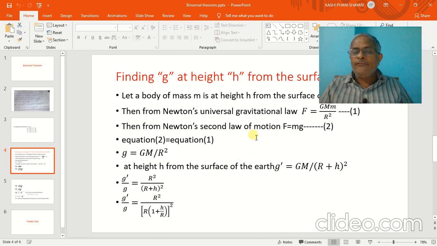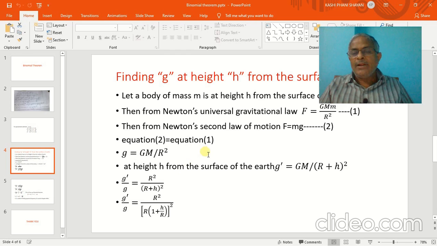We calculated F in two ways. One is F is equal to GMm by R square using Newton's universal gravitational law, and the second one is F is equal to mg using Newton's second law of motion. When you equate these two, small m gets cancelled, and you get g is equal to GM by R square. It is near the surface of the earth.